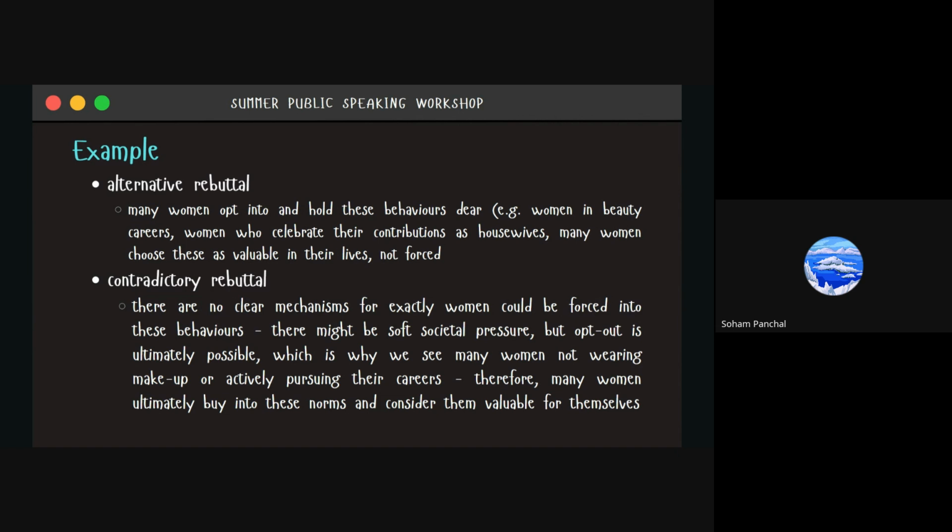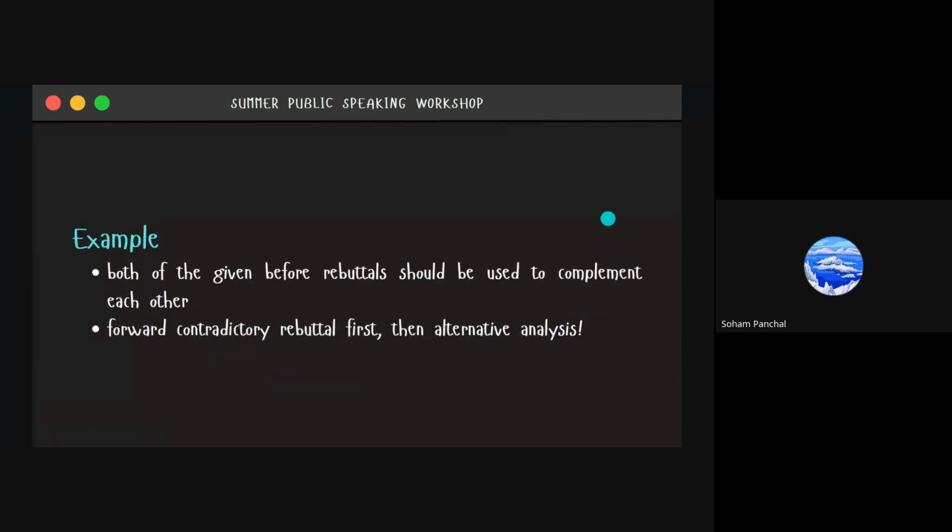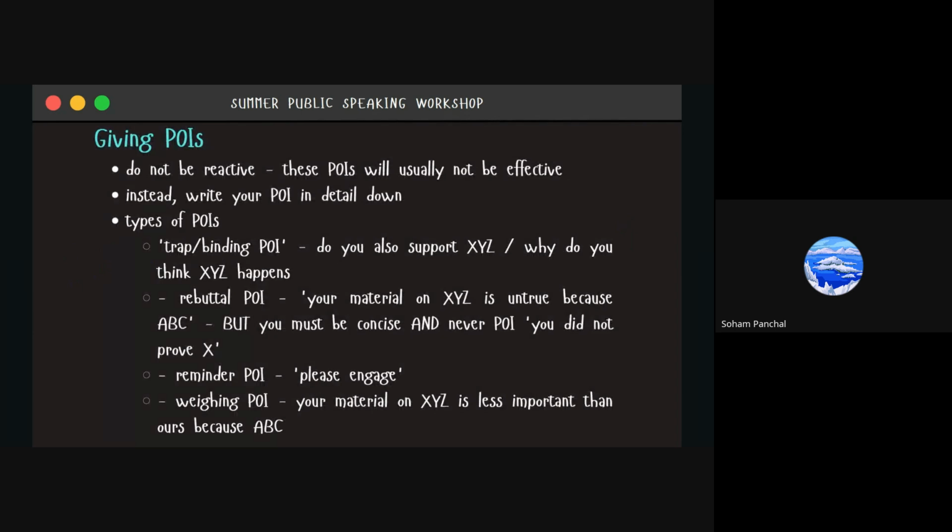I guess we are getting too late, so let's not get stuck on this and move on to POIs. And also one more thing: try to put contradictory rebuttals first rather than alternative analysis. So you could show that they are wrong, and you do not have to do the extra effort of weighing both analyses, your alternative and their own. This is just a preference. If you have just one of them, then you could just put that up and expand on it. Coming to POIs.